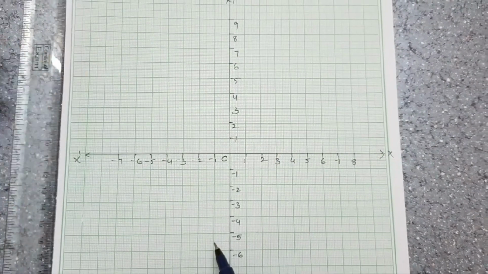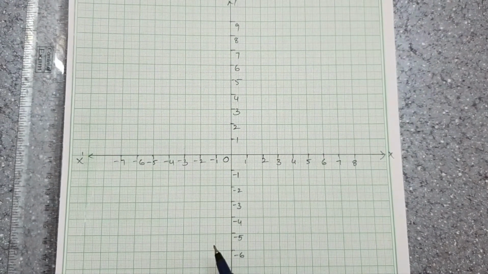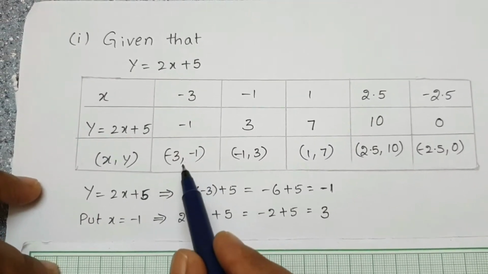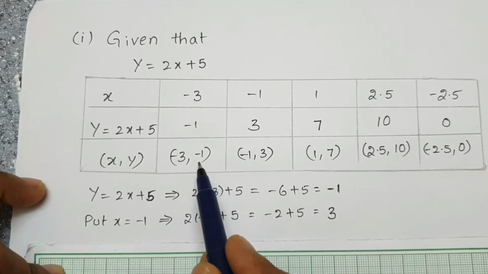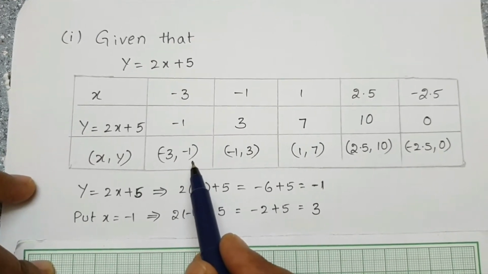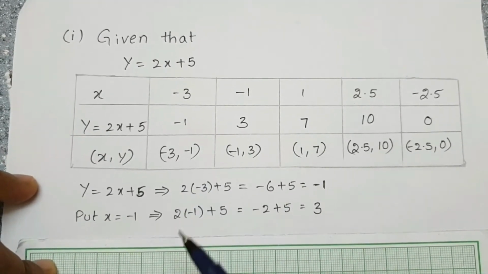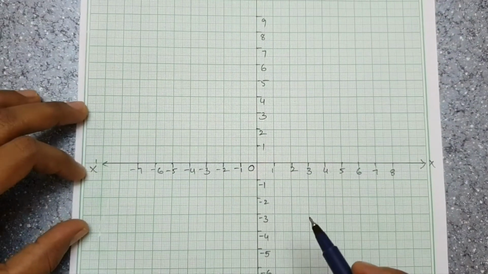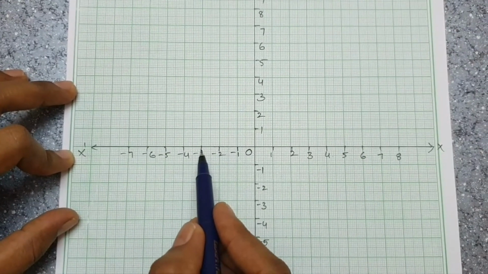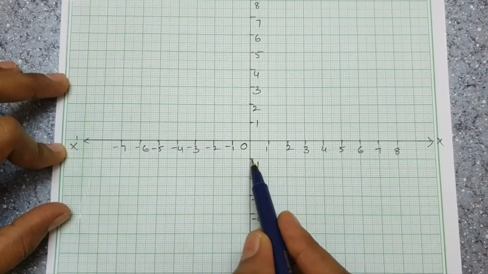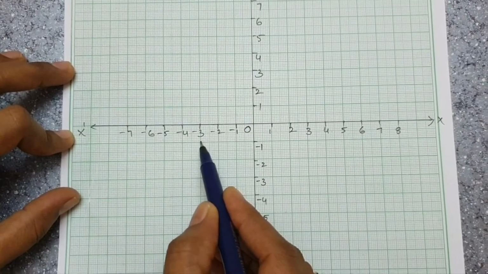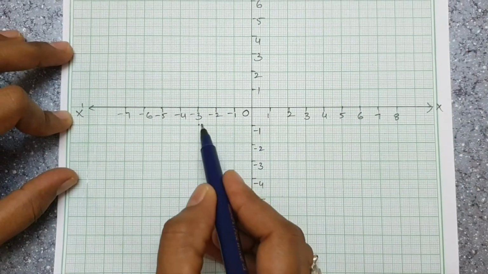So in the graph we have x and y ordinates, x comma y. The first point is minus 3 comma minus 1, meaning minus 3 on the x-axis and minus 1 on the y-axis. Minus 3 here on the x-axis, then minus 1 on the y-axis. From minus 3 go straight to minus 1. This is the point minus 3 comma minus 1.